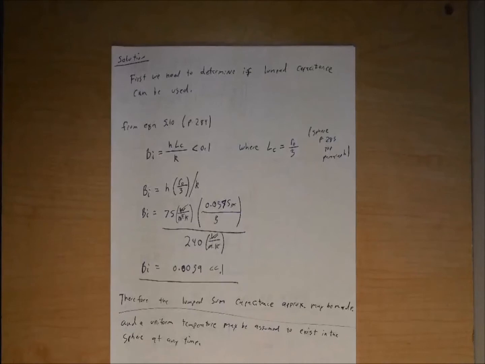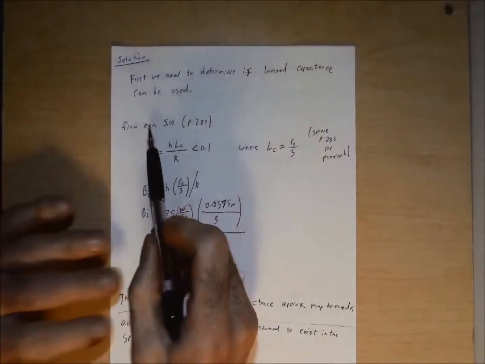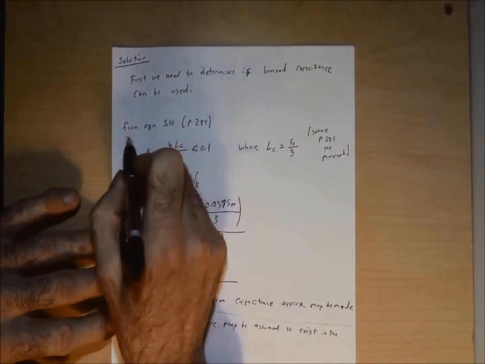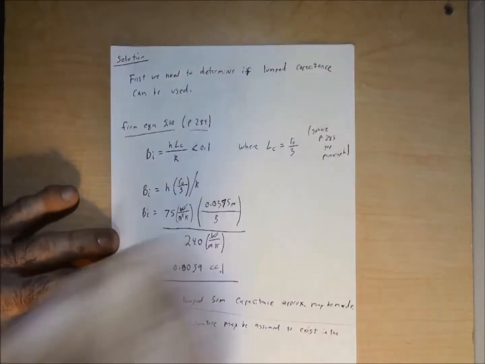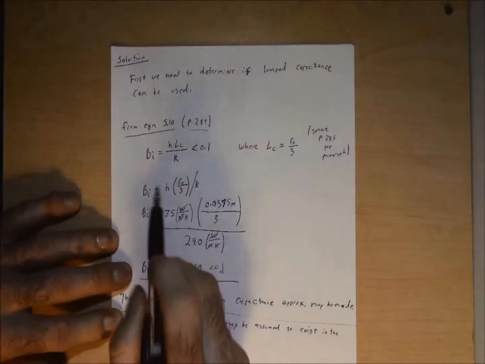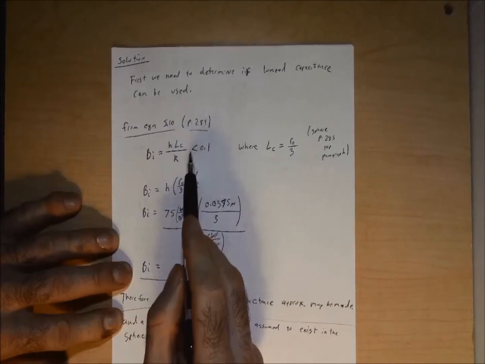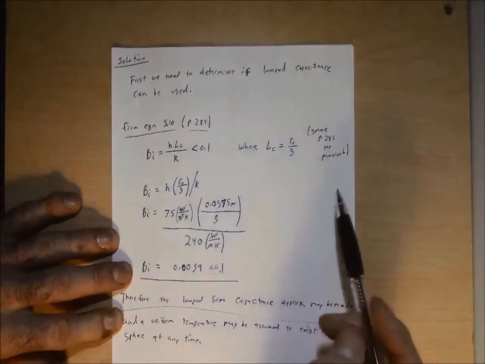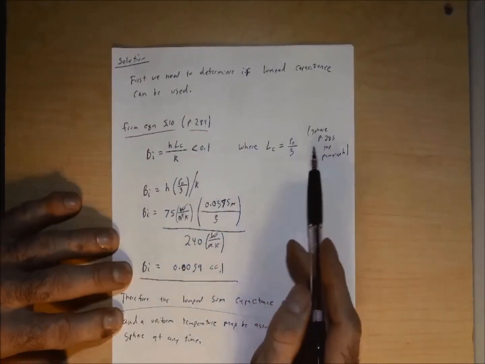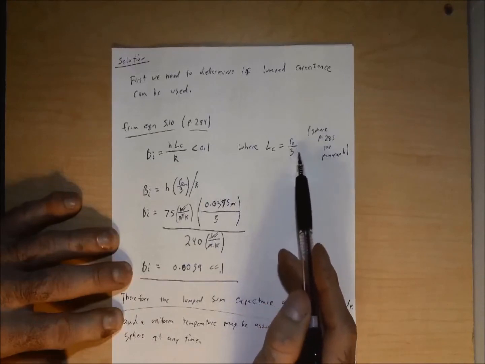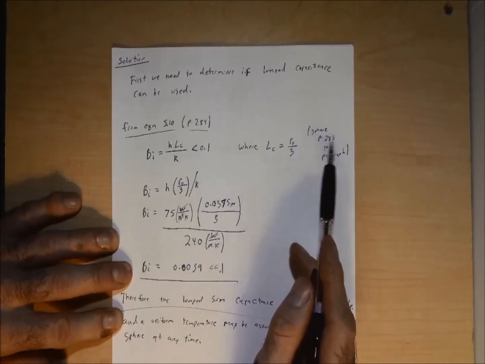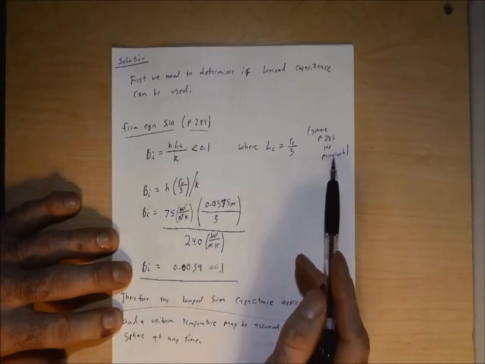So for the first part of our solution, we need to determine if lump capacitance can be used. This is given in equation 5.10 on page 248 of our textbooks. So Bi is equal to hLc over k if this is less than 0.1, where Lc is given as r naught over 3. So for a sphere on page 285, the top paragraph, we can reference for this information.